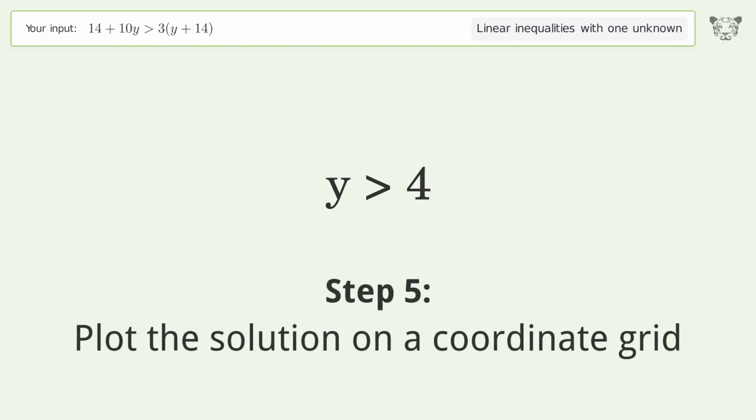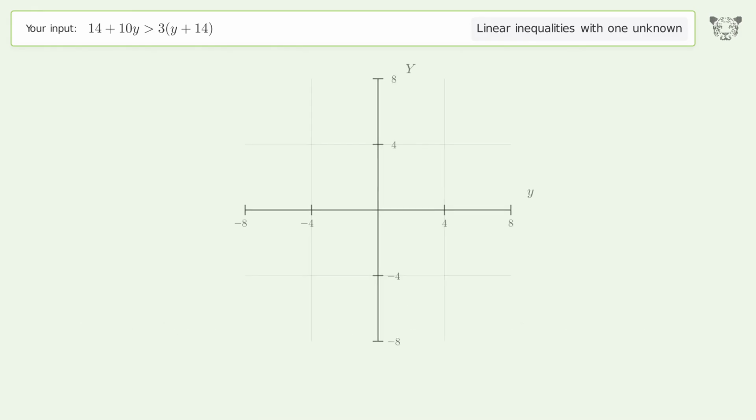Plot the solution on a coordinate grid. And so the final result is y greater than 4.